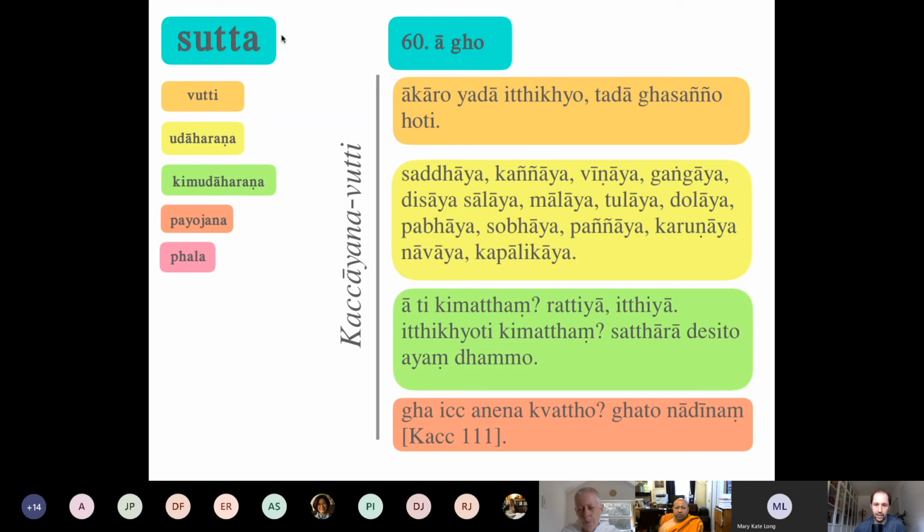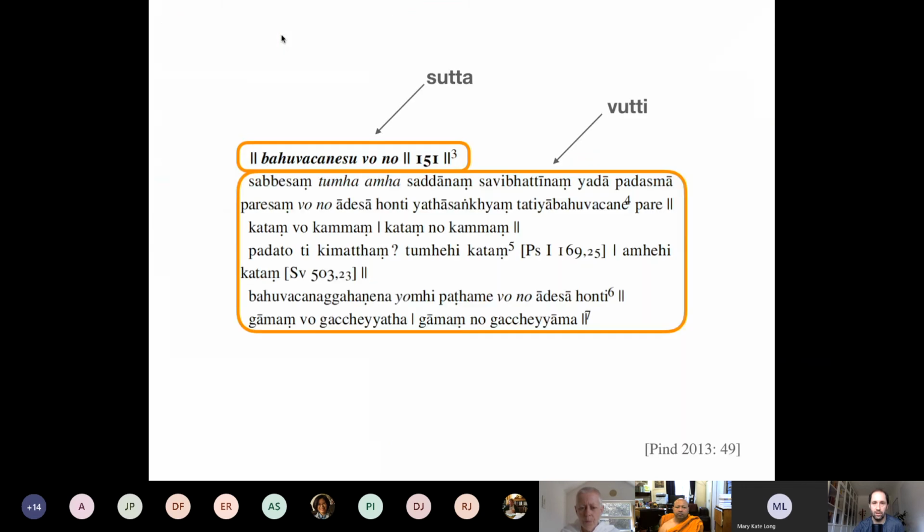Finally, the section in red is the payojana. So it's telling you what's the object, what's the aim, or where is the aim, if you understand kva as where is the aim of the sutta, and then it will give you another sutta, in this case gato nadīnaṃ, which is a sutta where the term ga is used. That is Kaccāyana 111. And you see that we don't have the phala section, we don't have the fruits of any other word. So we just have four sections.